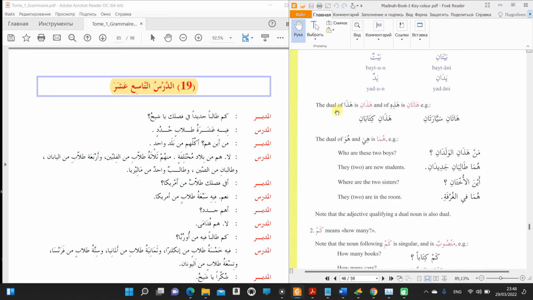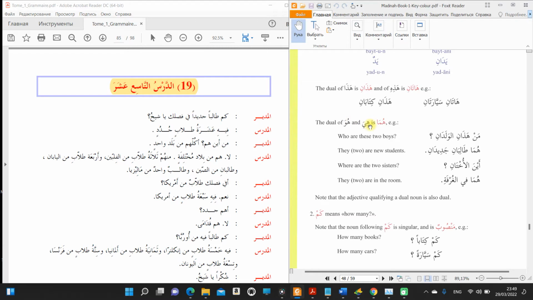Also we learned that the dual of hada is hadani. It's for masculine, and hadihi hatani is for feminine. But when it comes to huwa and hiya, they've got only one pronoun that they share. It's huma. Huma means they two.